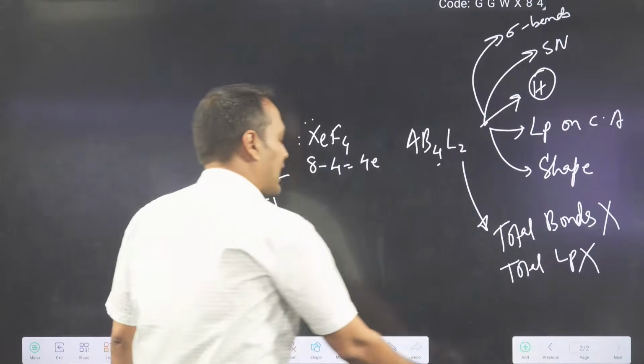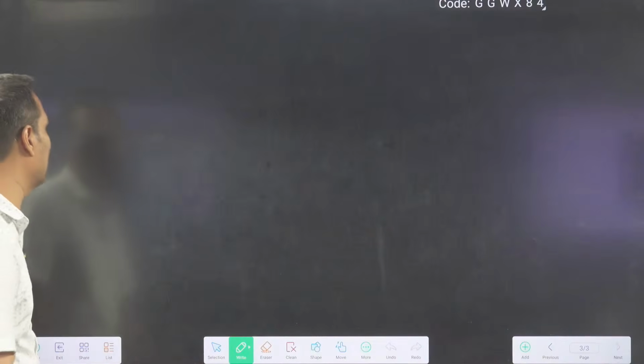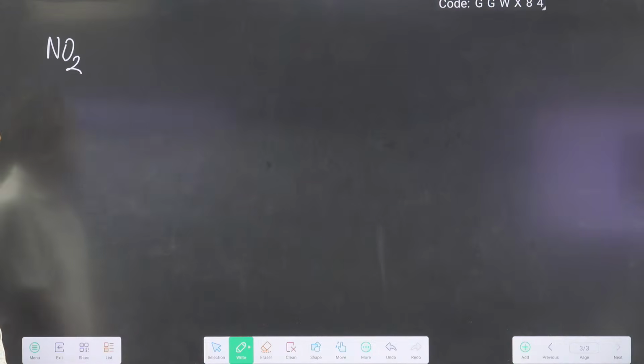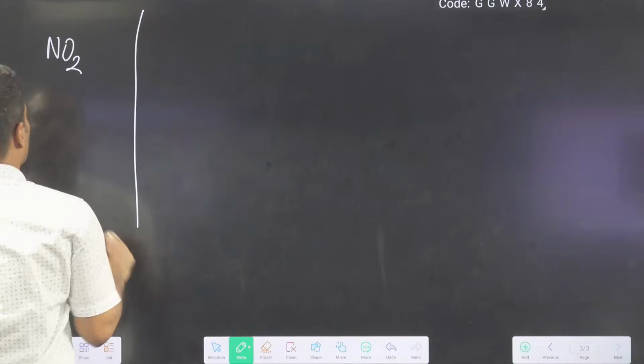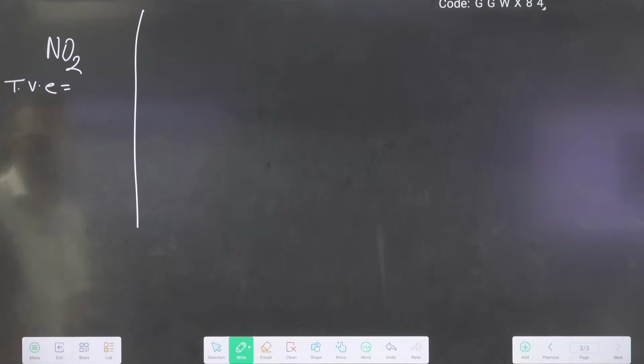So let's write those structures which we have given you in the class. Let's start from NO2. So 4 structures I will write. Everyone focus here. So first we'll write total valence electrons. Everyone tell how many valence electrons are there. Total valence electrons. Everyone should reply now.